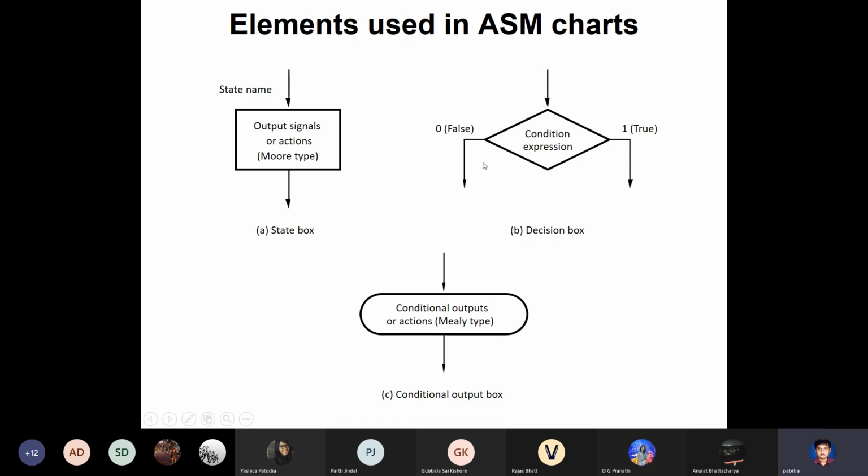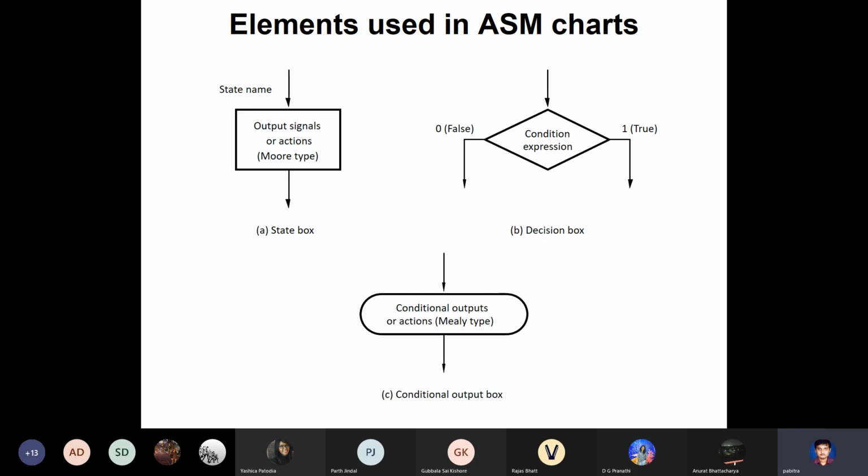Finally, the output of this decision box may be connected to something called a conditional output box. So if we connect this followed by this followed by this, it would mean if you are in this state and the input is 0, let's say, then the output is this. You have to be in a state and get a particular input, and then you get this output. So this is a conditional output, or a Mealy type output. This might also be an action, meaning you can update some values in the registers and so on.